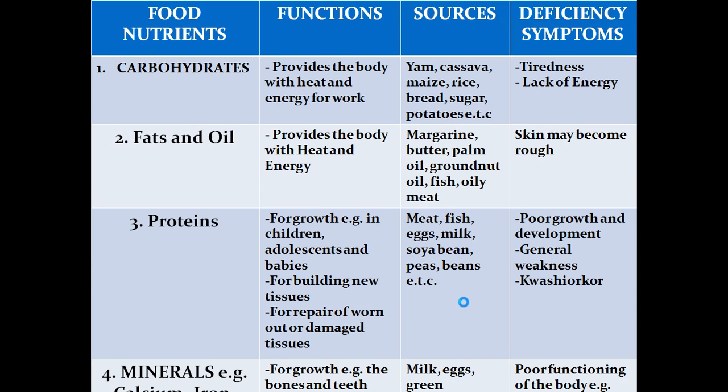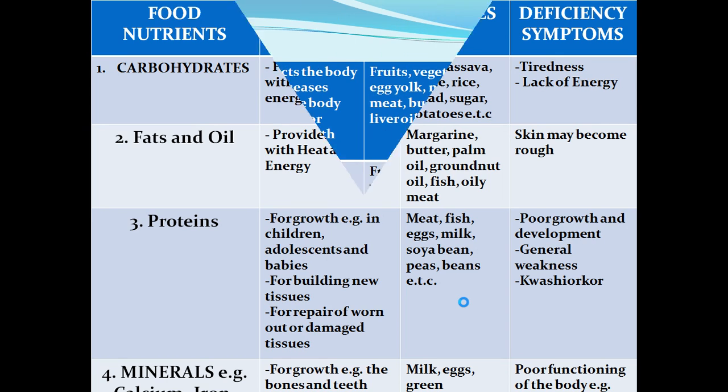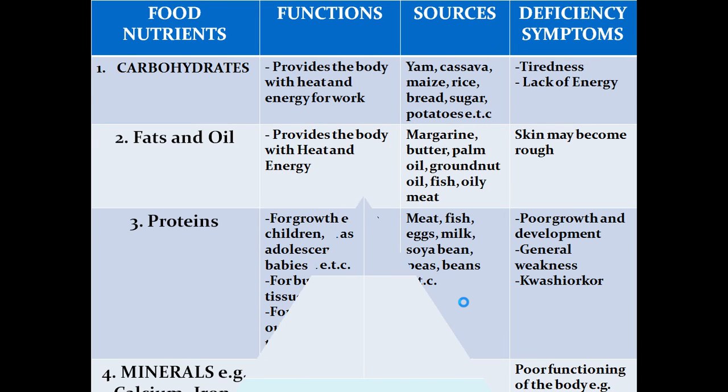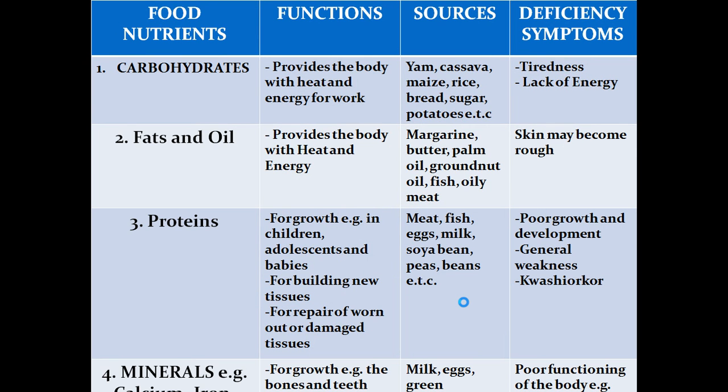Animal protein examples are fish, meat and so on. When you combine all, it will help you to grow well, for example in children, adolescents and babies. Yes, and for building new tissues, for example in adults, and even in children and adolescents, and for repair of worn out or damaged tissues.